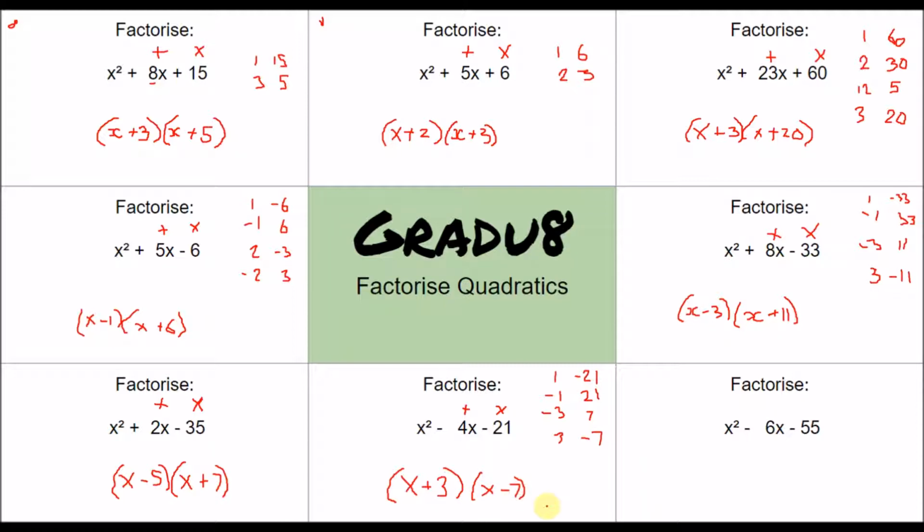Close the brackets there. Right, so we move on to our final question now, and I reckon you've all probably figured this one out already. You've got your negatives and your negatives again. So you could have 1 and minus 55. You could have minus 1 and 55. 5 and minus 11. Or minus 5 and 11. And so what you're going to find is you're going to have x plus 5 and then x minus 11. Okay, and just double check it. 5 and minus 11 is minus 55. And if I'm at plus 5 and I take away 11, I get to minus 6. So that's why that one works.